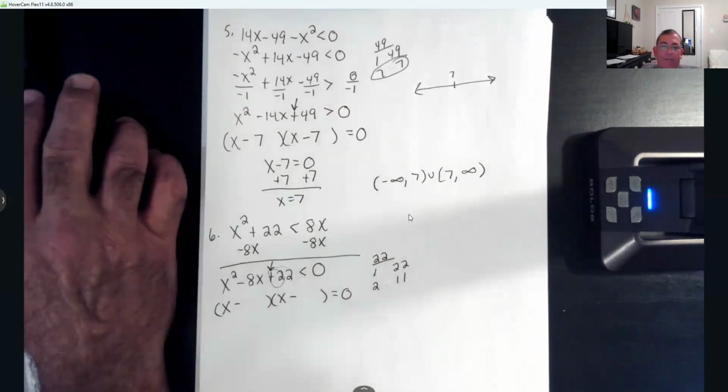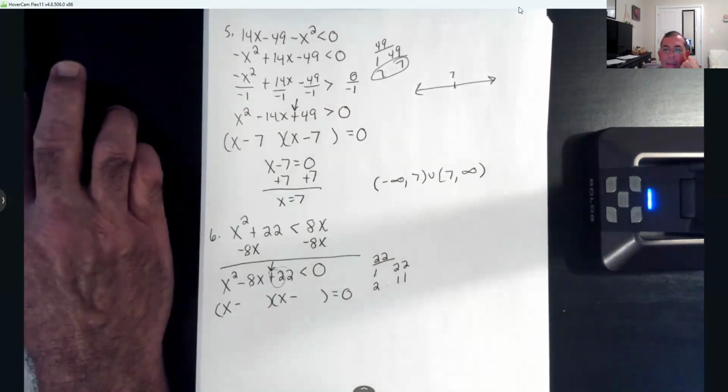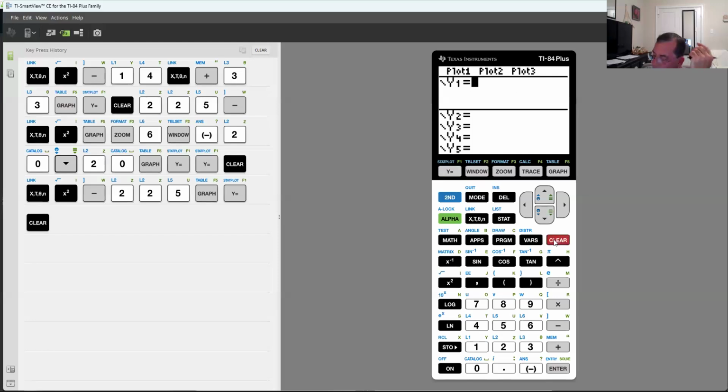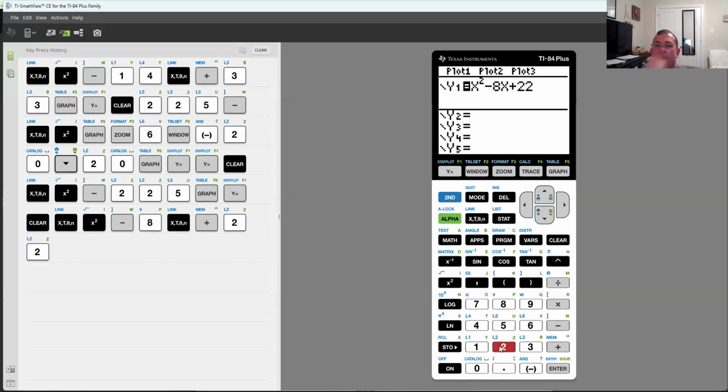Let me show you what this graph will look like. I had x squared minus 8x plus 22. Watch this graph. When I hit graph, look at it. It's all above the x-axis. It does not cross the x-axis at all. So there's no part of this graph that is less than 0 because it does not even cross the x-axis.